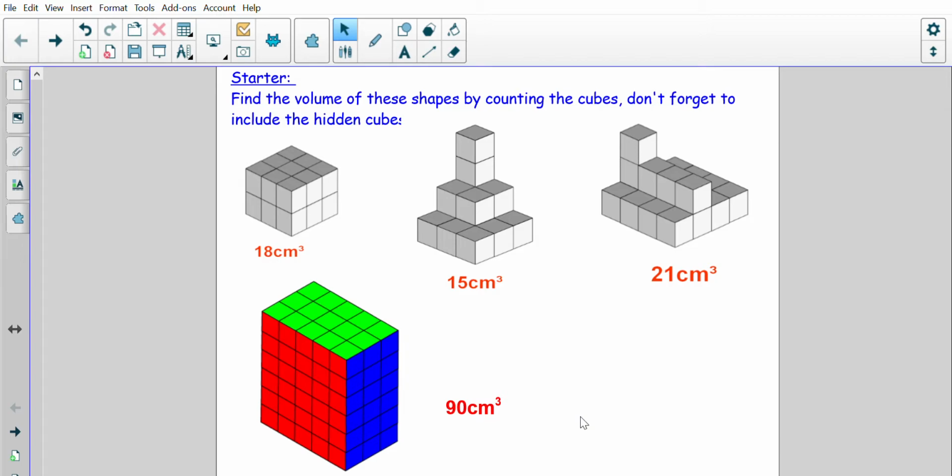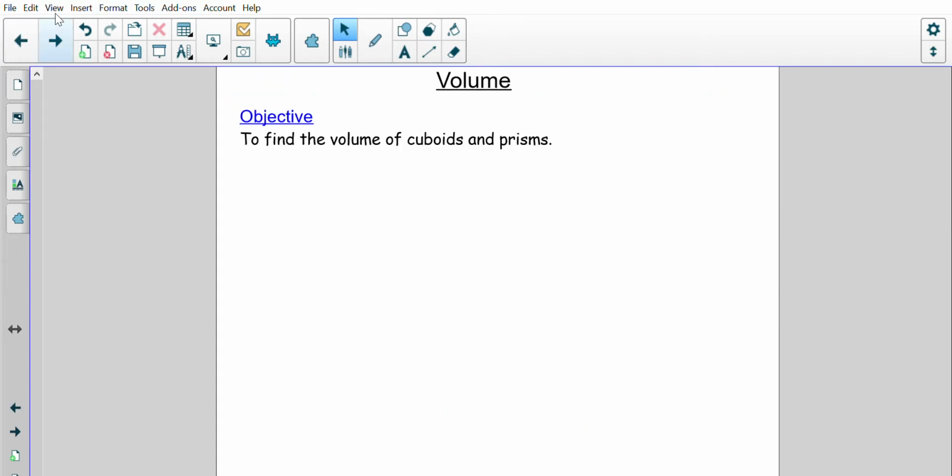So I'm sure you found a quicker way rather than counting all the individual cubes in that one. So let's have a look at that quicker way in just a minute. So pause, and can you write the title, volume, and today's date, which is the 24th of April, into your exercise books?